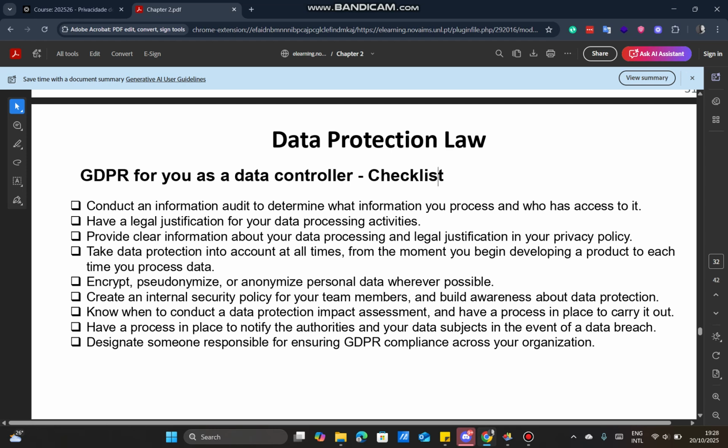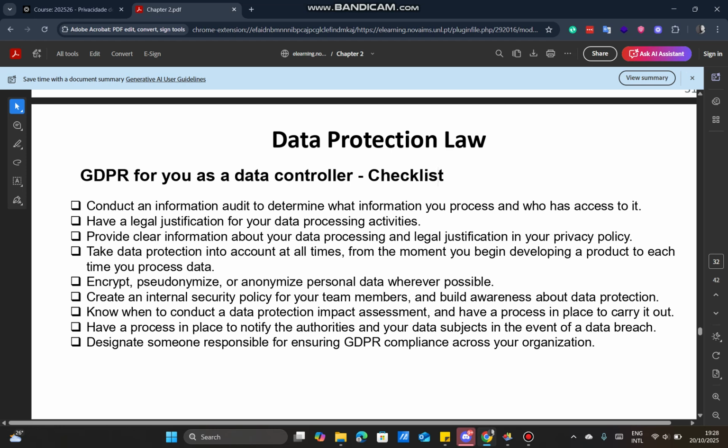And know when to conduct a data protection impact assessment, okay? And we will see about this, okay? This is basically a document that you need to prepare, okay? It doesn't have to be submitted to any authority, but in case of a data breach, local data authorities may ask for this document to see what preparations you had in place. Okay. And have a process in place to carry it out. Okay. Of course. So have a process in place to notify the authorities as well as your data subjects in the event of a data breach.